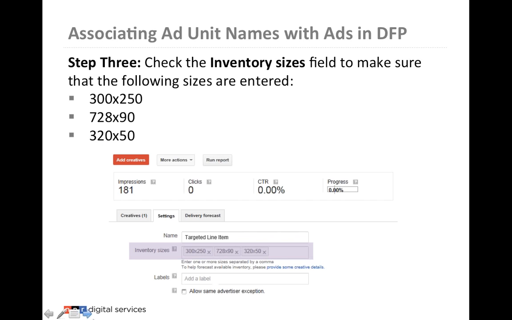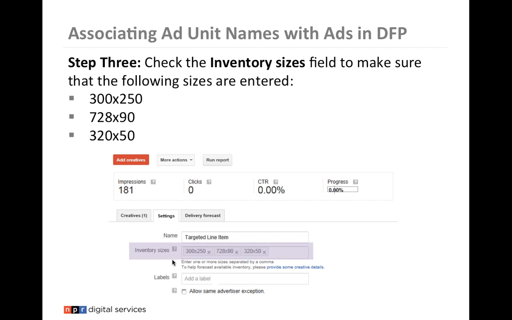The first setting item that you want to make sure you update is the inventory sizes area. You want to make sure that it includes all of the ad sizes that we offer in Core Publisher, especially if you want to have this ad show up in all areas: 300 by 250, 728 by 90, and 320 by 50. When you start to type in this field, it will autocomplete for you and show you these items in a list down below, so you can just check the box next to them.